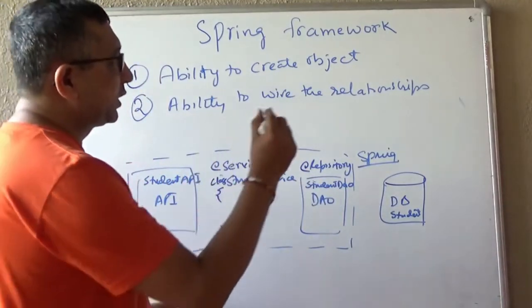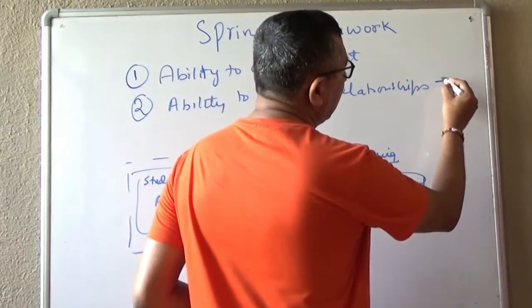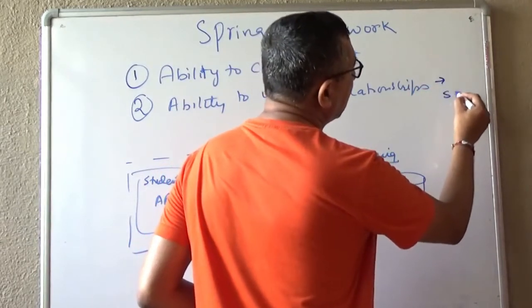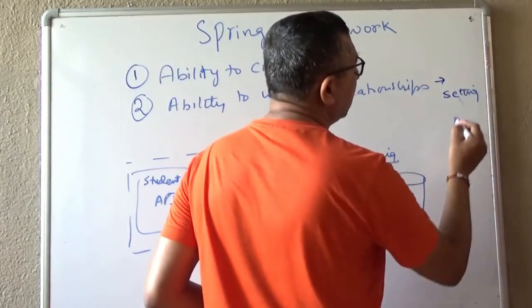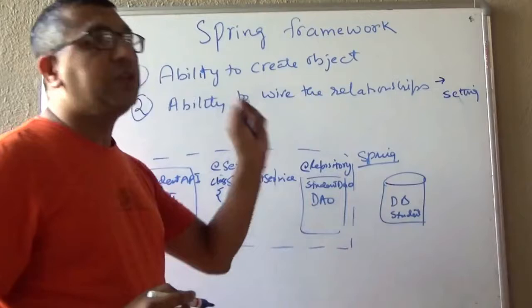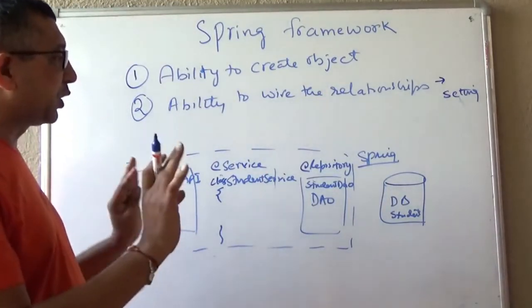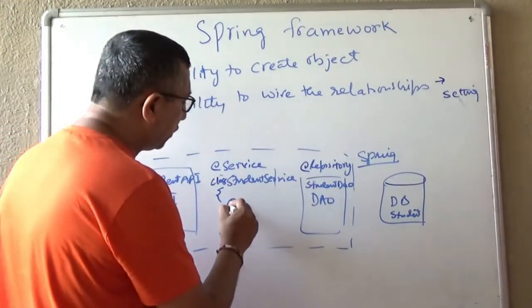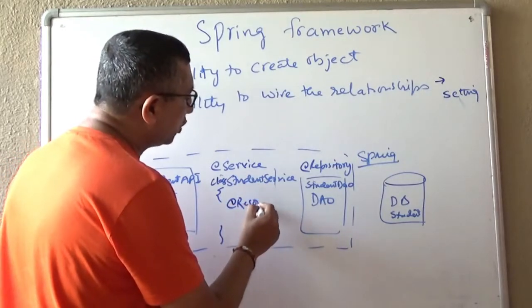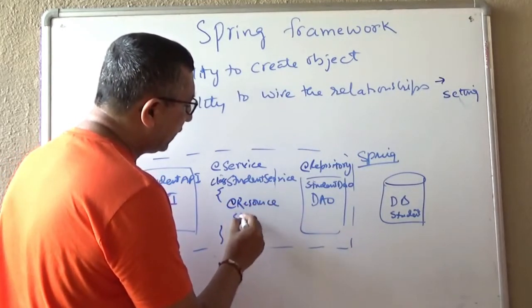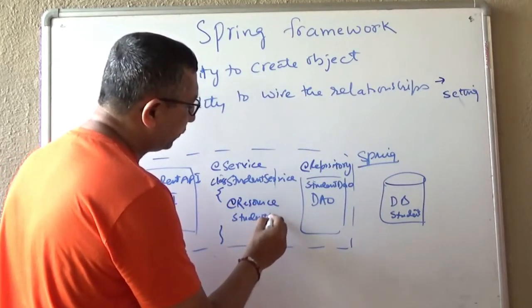No, that's where the second corollary comes up. If you are setting the infrastructure level objects, then you are again doing something wrong. The relationship should get wired. The only thing you have to do is @Resource or @Autowired, and here you say studentDAO.